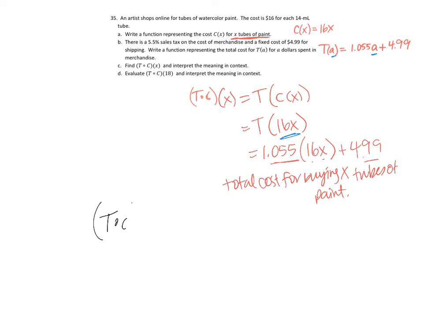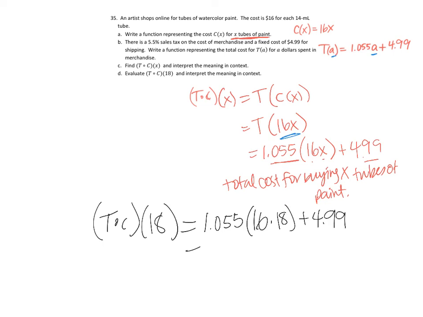T composed with C of 18. And so I can just plug it into the function: 1.055 times 16 times 18 plus $4.99. I can compute that in my calculator. 1.055 times 16 times 18 plus $4.99, and I get 308.83. And the units for that is dollars.